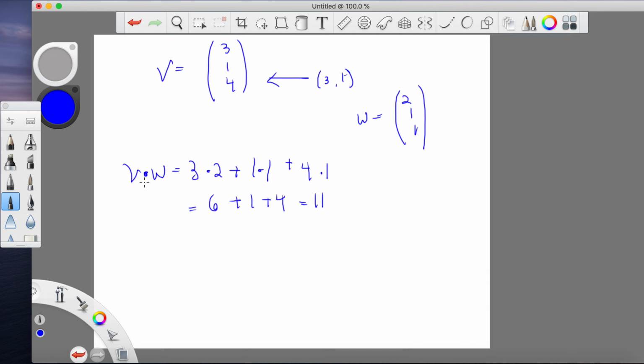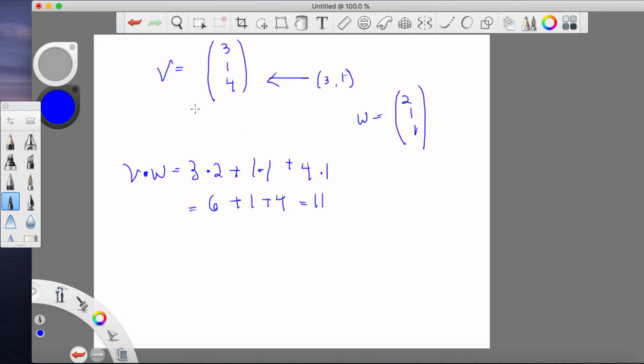However, if instead of viewing this as a scalar product or a dot product, we thought of these as a matrix product, then this doesn't really make sense because this is a 3 by 1 matrix and this is also a 3 by 1 matrix, and you can't multiply them together like that as matrices.